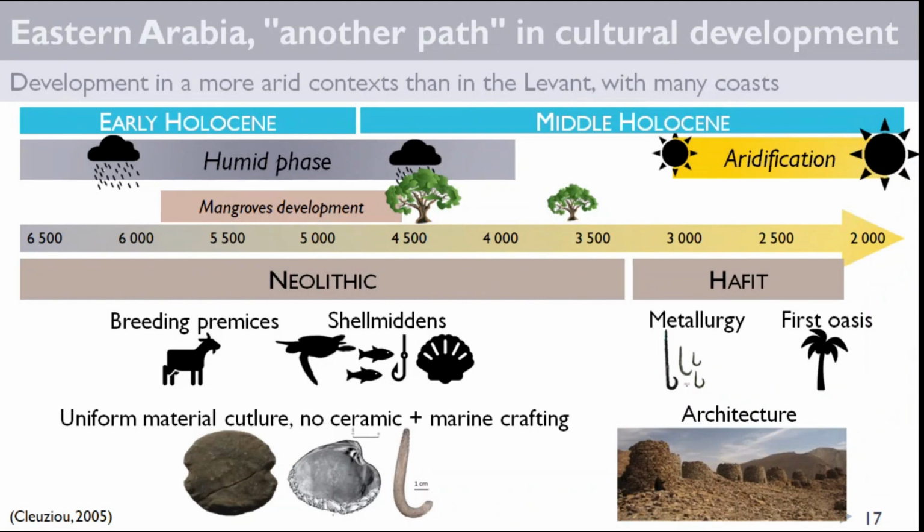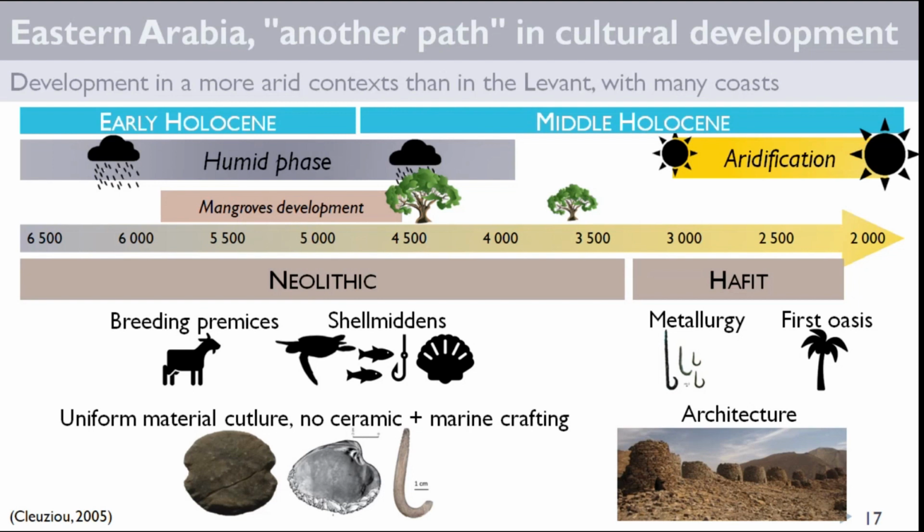Because of all these aquatic features present during prehistoric times and the beginning of the Holocene, the Eastern Arabia area took another path in cultural development compared to other areas of the Arabian Peninsula, such as the interior, for example. And indeed, as you can see in this graph, the early Holocene took place in a very humid period, which led, as I said, to mangrove development. And progressively, as the climate changed, the mangrove collapsed.